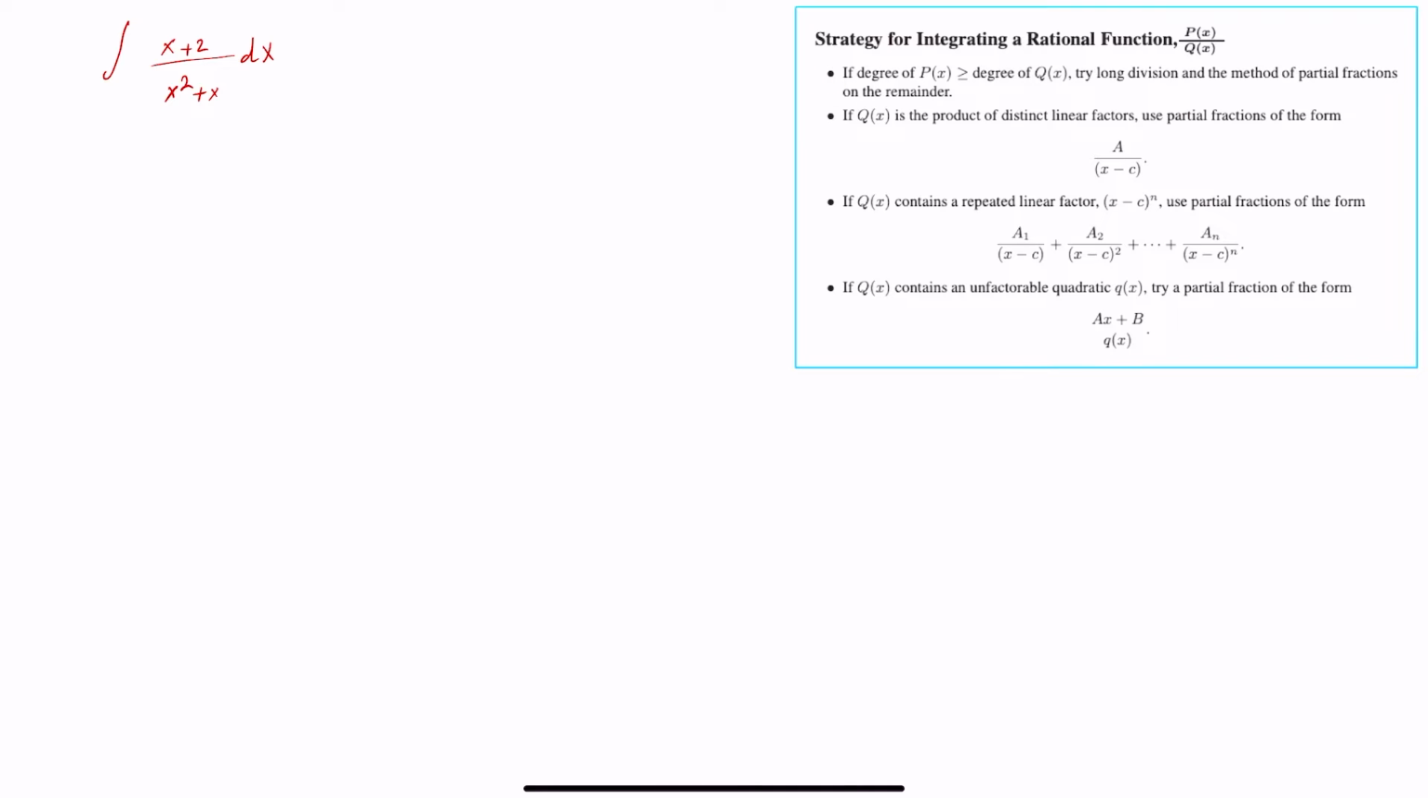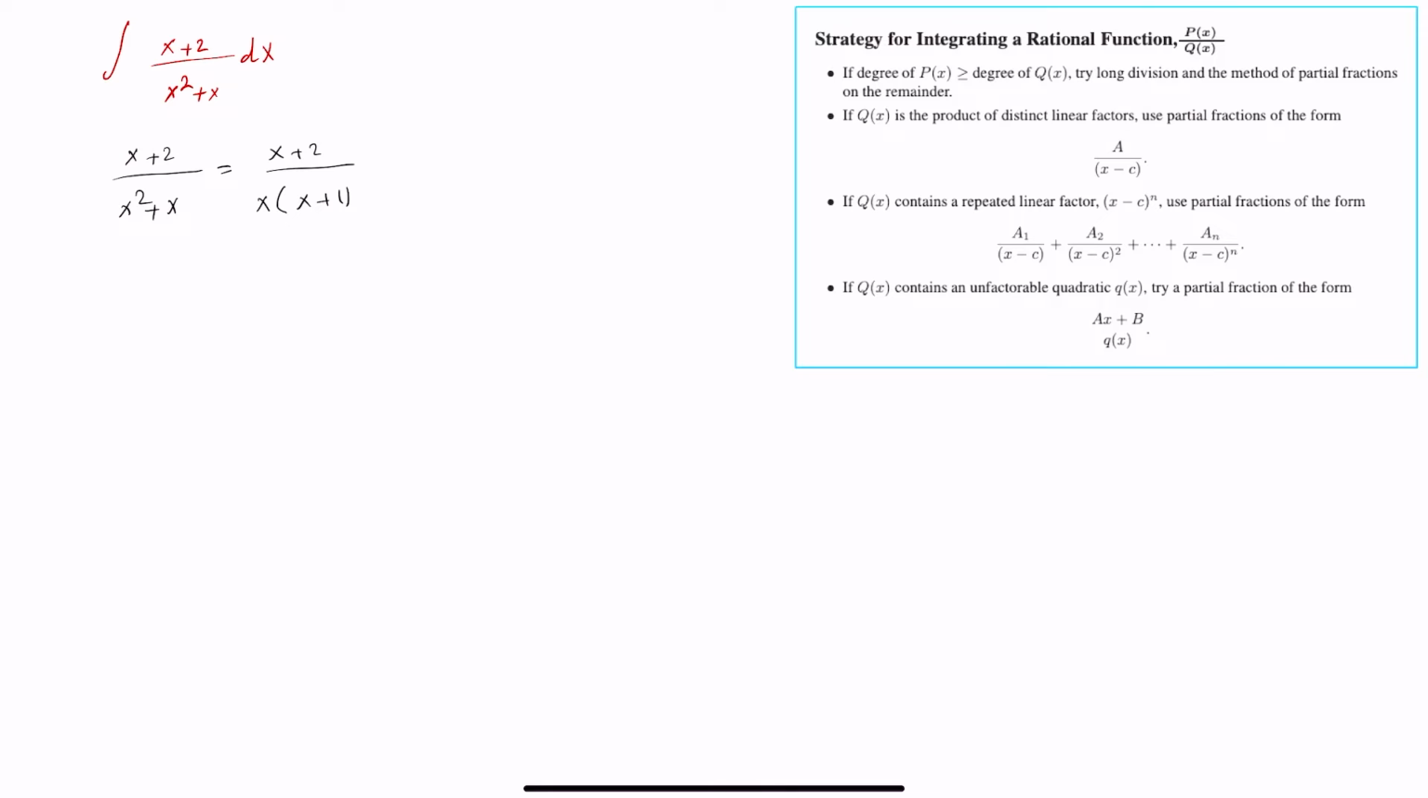So first, to use partial fractions, the denominator has to be simplified. The integrand is (x + 2) over (x² + x). The denominator can be factored as x, and then we will have (x + 1). Now, we can use partial fractions.